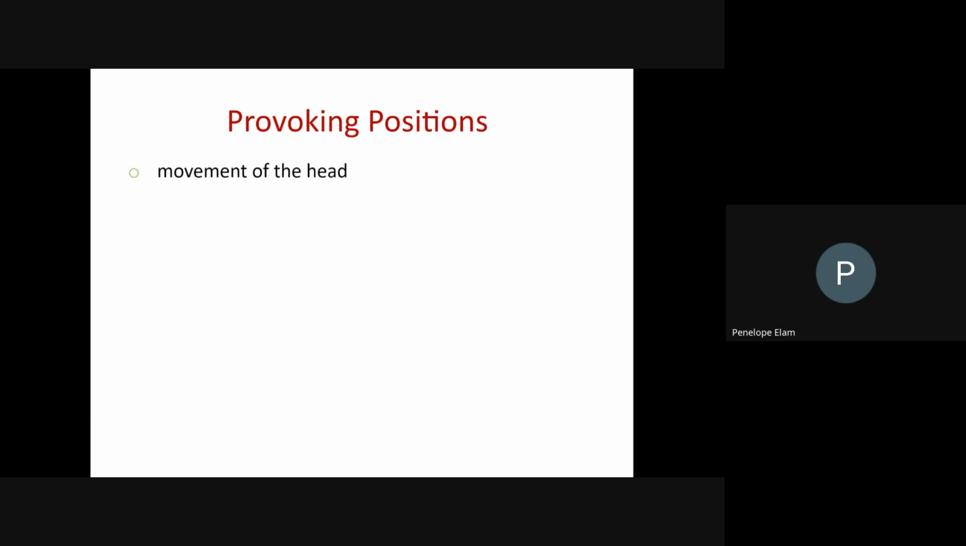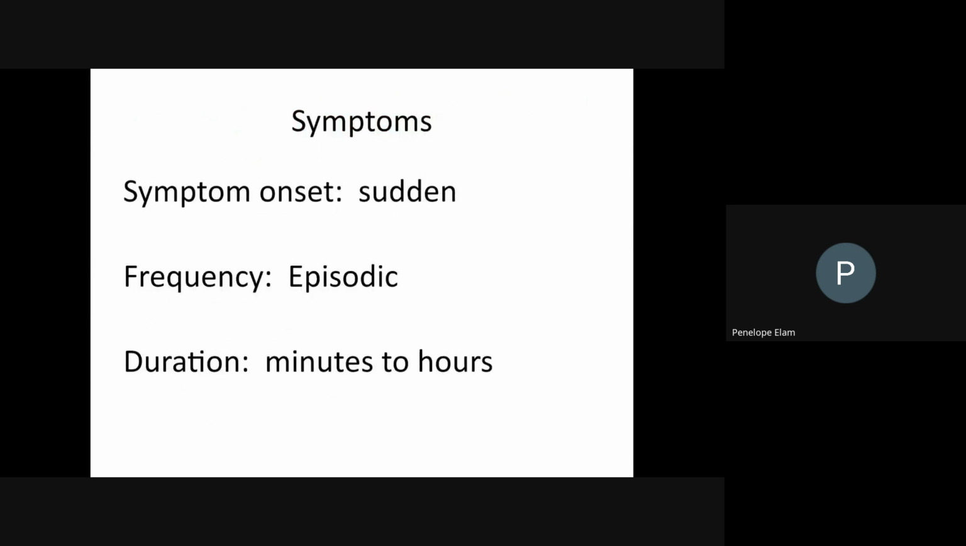Movement to the head is going to provoke them. Okay. It's a unilateral hypofunction. It's an acute stage, which means any kind of movement. So if you're moving any of the semicircular canals that are involved, you're going to provoke the symptoms. So the symptom onset is going to be sudden. Frequency is going to be episodic. So if they move their head, we're going to go ahead and have symptoms.